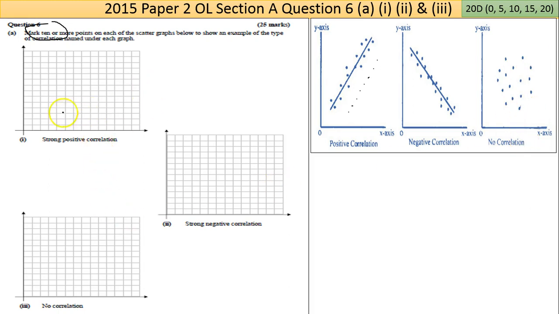So for strong positive correlation, we would have a line, maybe 10 dots here, something like that. For strong negative correlation, 10 dots close by here, if you can see them. And for no correlation, you have all 10 dots all over the screen. So you know what you're doing, pretty simple, a lot of marks.